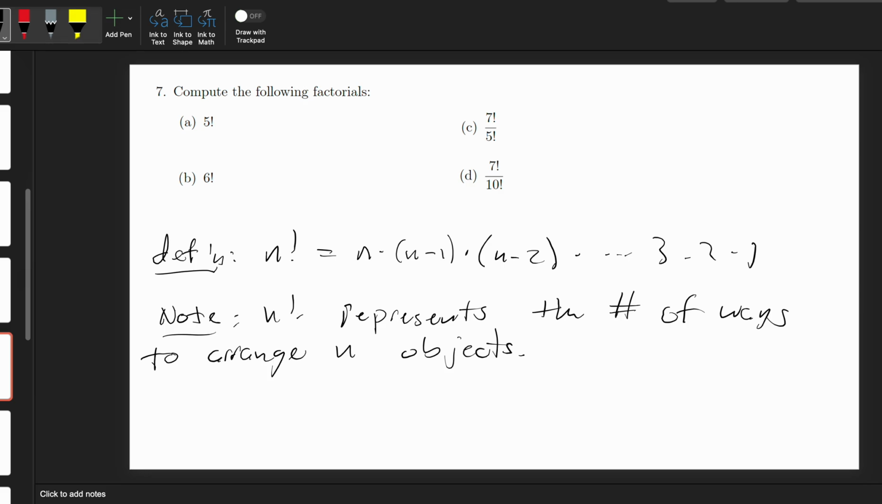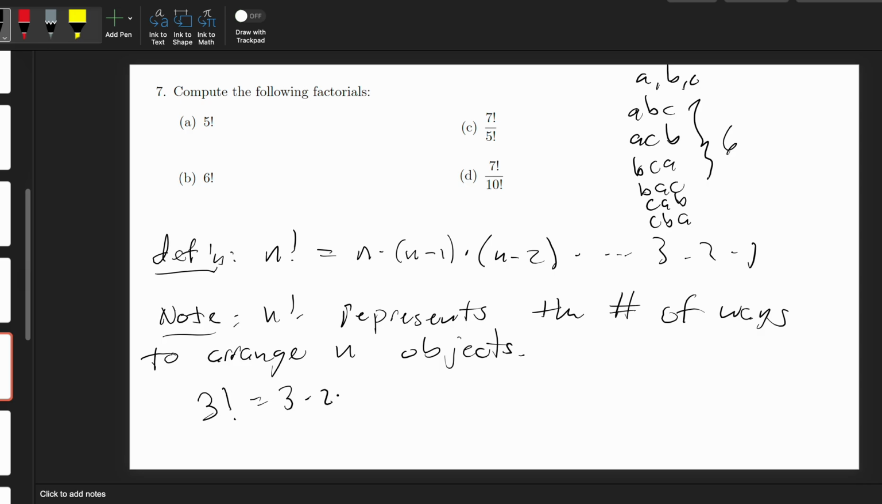So for instance, how many ways can I arrange 3 objects? A, B, and C are my objects. How many ways can I arrange them? Well, let's just do it out. A, B, C is one arrangement. A, C, B is another. B, C, A, B, A, C, and C, A, B, and C, B, A. So these are 6 arrangements. And if you'll notice, 3 factorial is 3 times 2 times 1, which is 6. So that works.